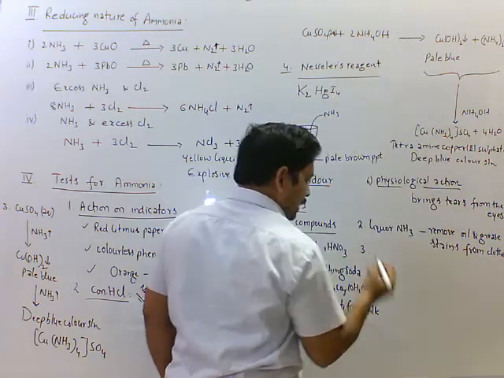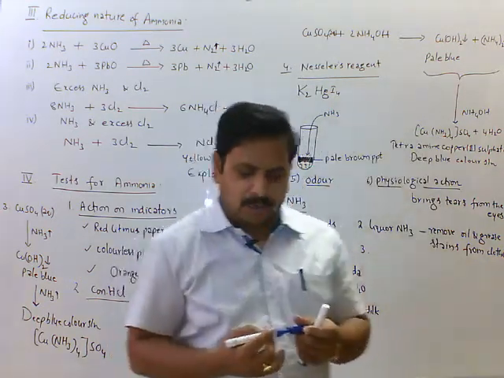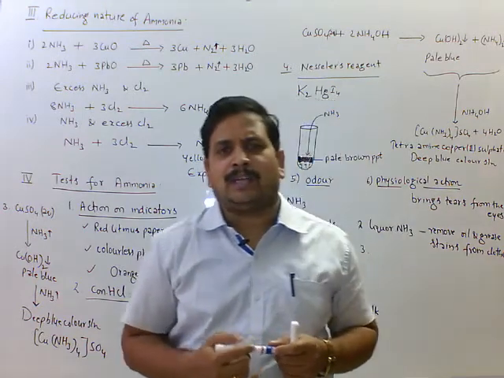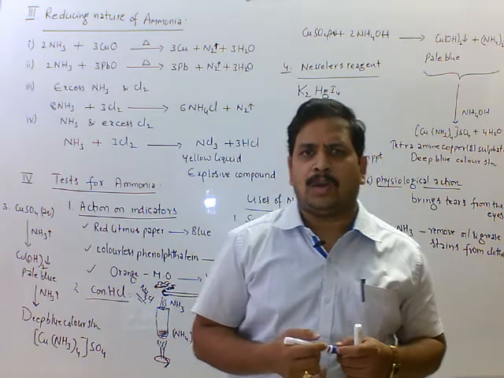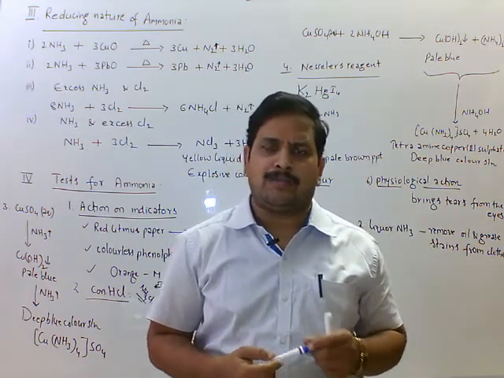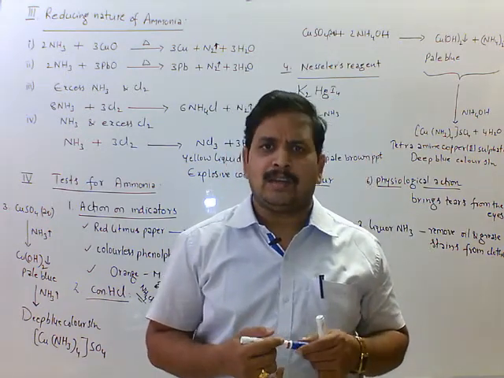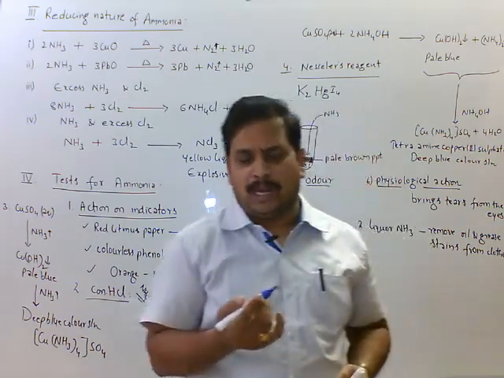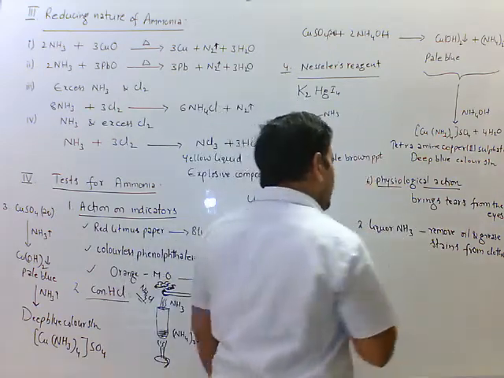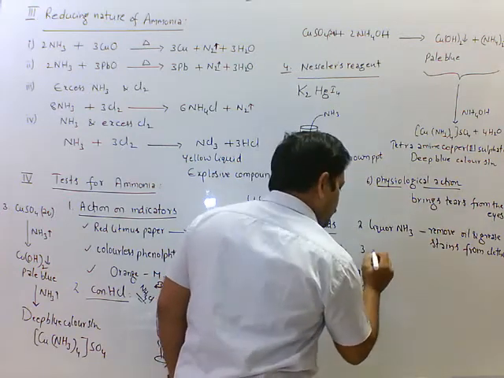And third use is, it is a major use in the manufacture of fertilizers: ammonium chloride, ammonium nitrate, ammonium sulfate, ammonium phosphate, diammonium hydrogen phosphate, calcium ammonium nitrate. All these come under fertilizers.